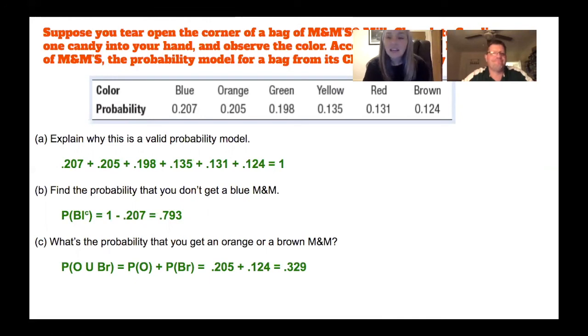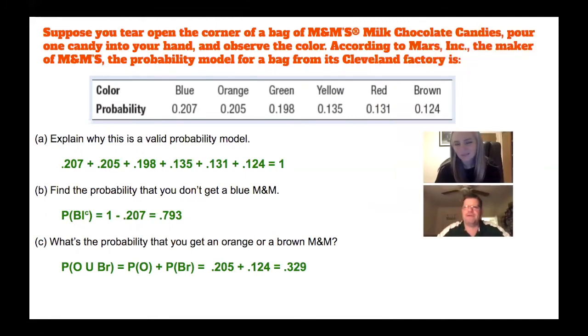Can I get a brown and orange M&M? No, unless I take two of them and bite them in half and push them together. But they don't come that way. The M&M is either brown or orange. What is that called again, when they can't happen at the same time? Mutually exclusive.